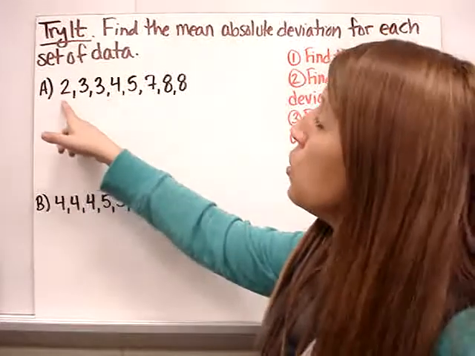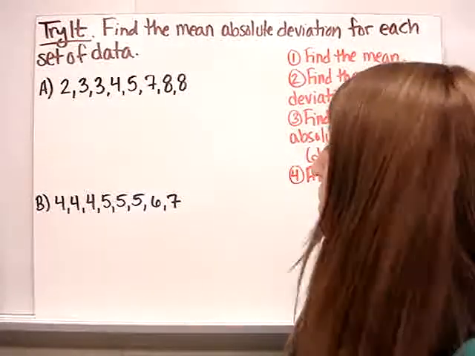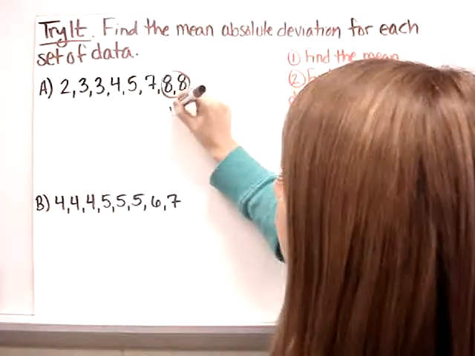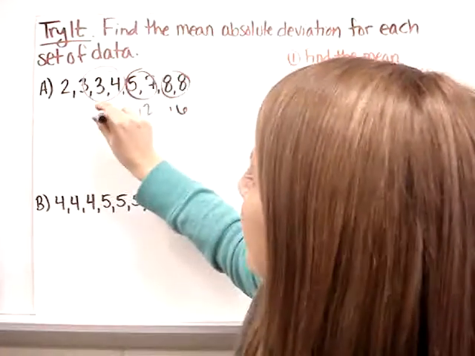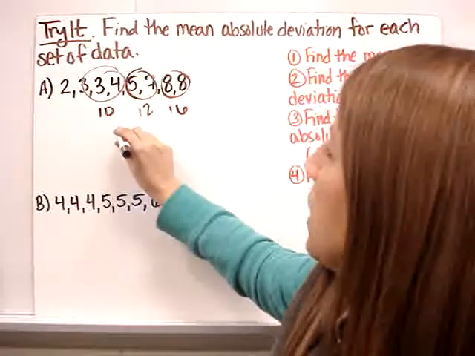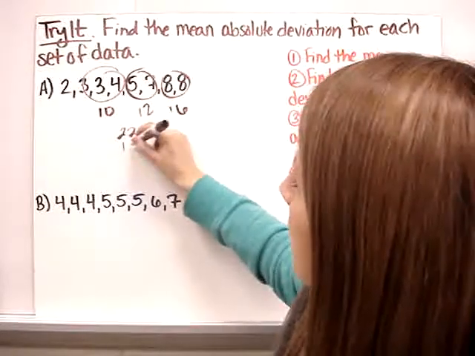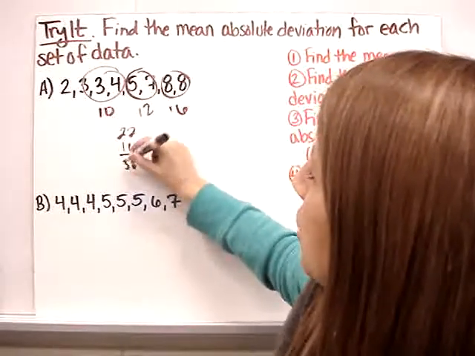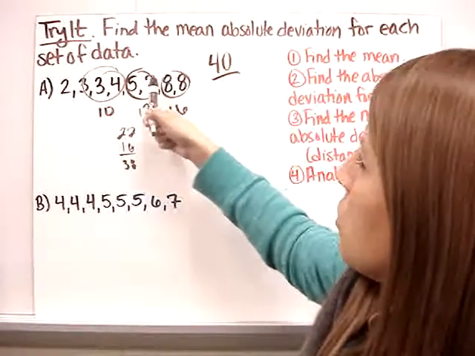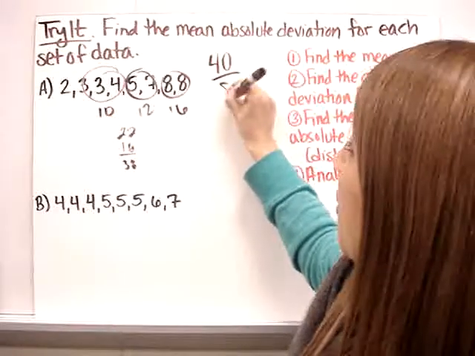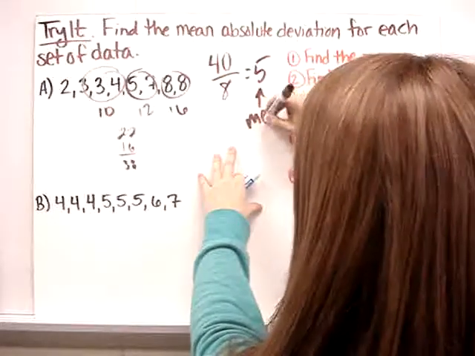So I've got 2, 3, 3, 4, 5, 7, 8, 8. So I'm going to find the sum, and I'm going to try to do this as quickly as possible. That's 16. This is 12. I've got 6 and 4 is 10 and 2. So this is 22, and then 22 and 16 is 38. So I've got 40. A sum of 40 divided by 1, 2, 3, 4, 5, 6, 7, 8. 40 divided by 8 is 5. This number right here is my mean.